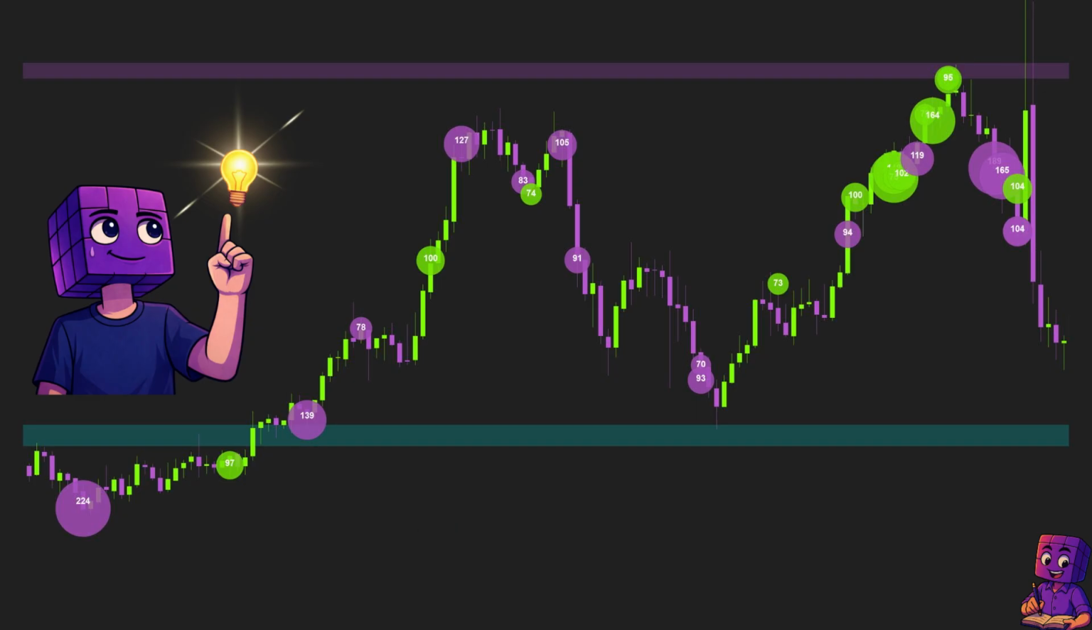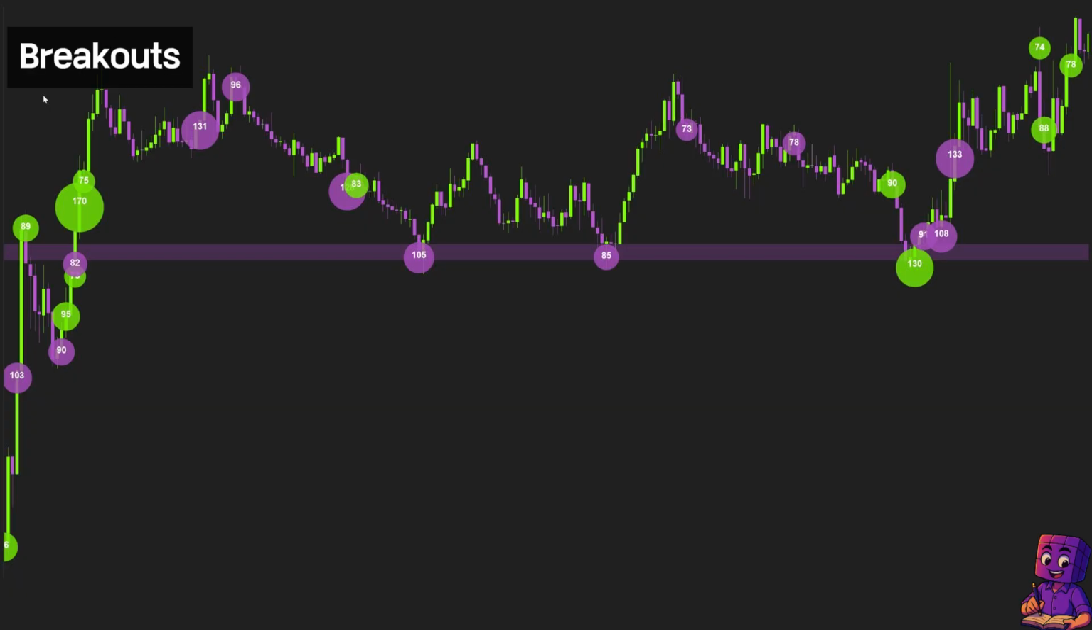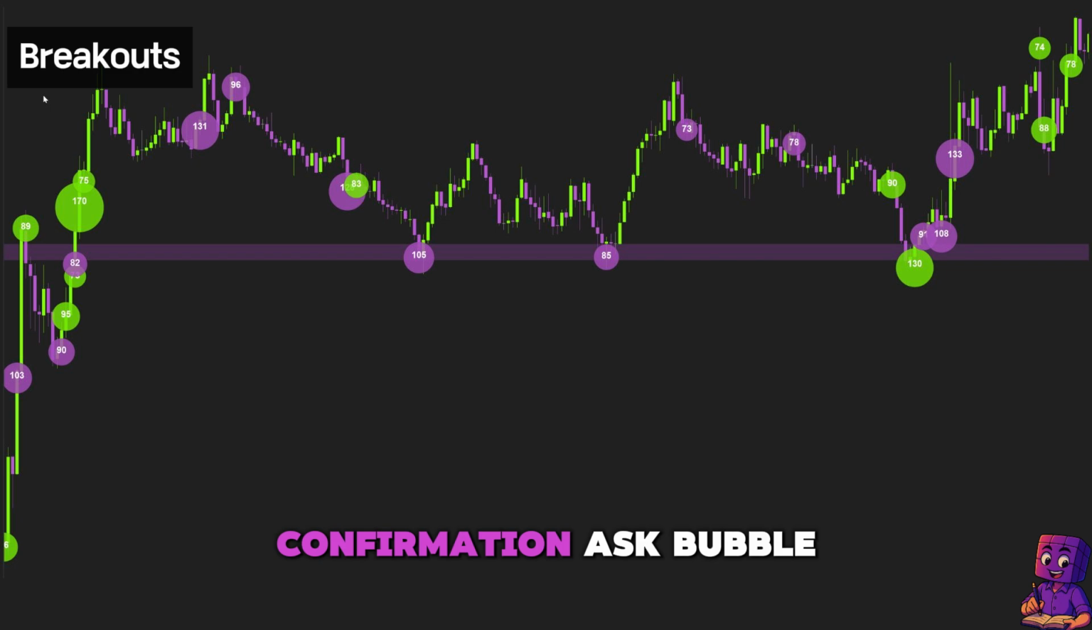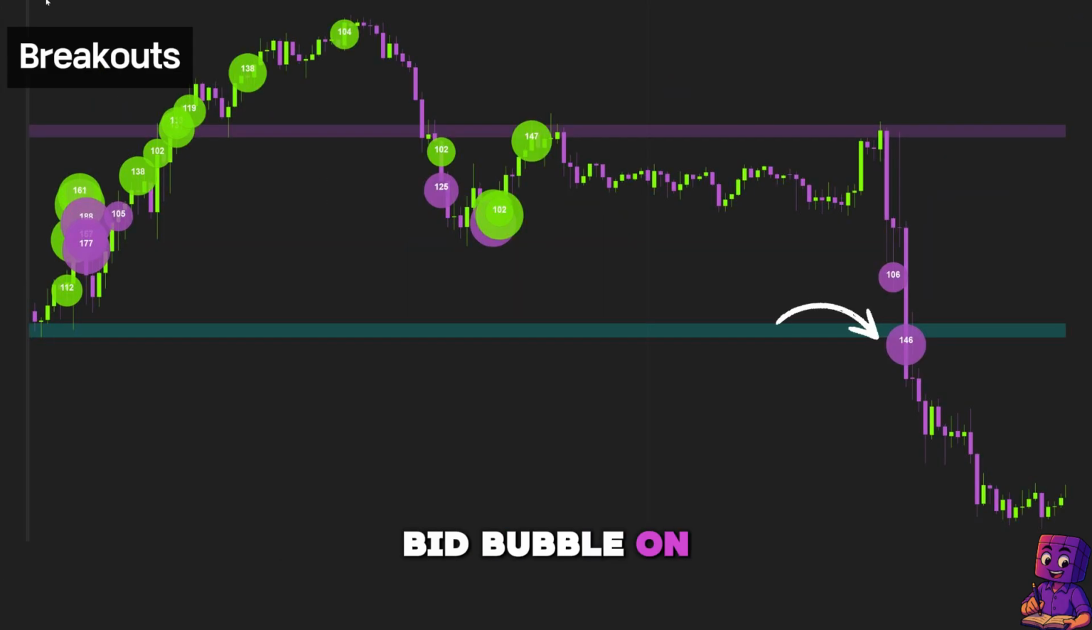How do we detect breakouts using big trades bubbles? On a breakout confirmation: ask bubble on a big bullish candle breaking resistance can confirm real buyer aggression. Bid bubble on a big bearish candle breaking support can confirm real seller aggression.